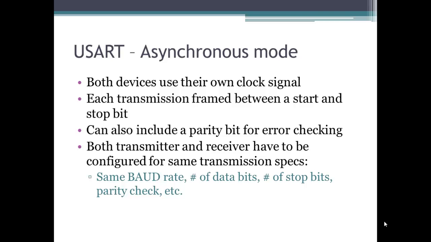Each transmission, each data message set of bits, is framed between a start and a stop bit. And that helps the receiving end determine when the message begins and which bits are data. There's also something called a parity bit that can be included in the message packet, which is used for error checking. Since there are these various bit schemes, both the transmitter and the receiver have to be configured for the same transmission and reception specs. In other words, the same baud rate, the same number of data bits, which is configurable, the same number of stop bits, which is also configurable, and whether there's a bit for parity check or not.